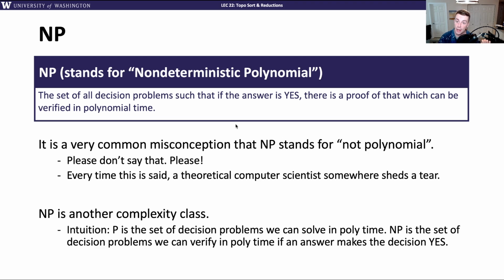So NP is just another complexity class. It's another set of problems. P is one set of problems, NP is another set of problems. The intuition here is that P is the set of decision problems that you can solve in polynomial time, and NP is the set of decision problems that you can verify a solution for in polynomial time. They're just two different sets of problems. The question of P versus NP is how do these two sets relate? How is P related to NP? How is solving a problem related to verifying an answer to a problem?